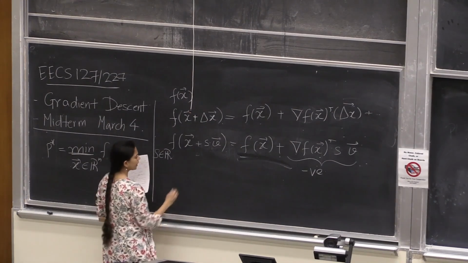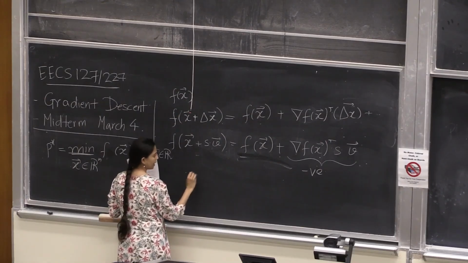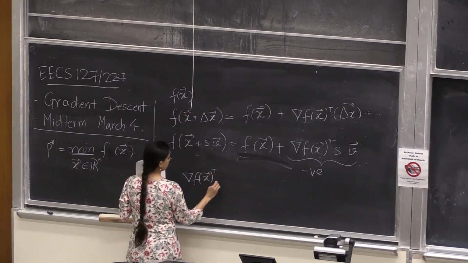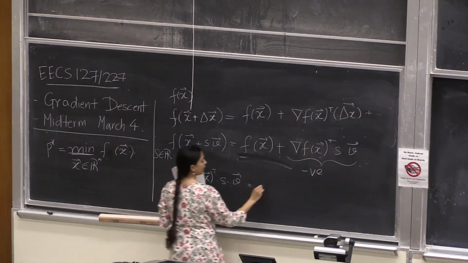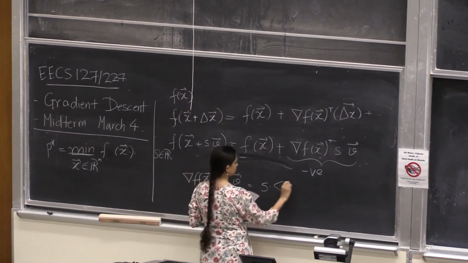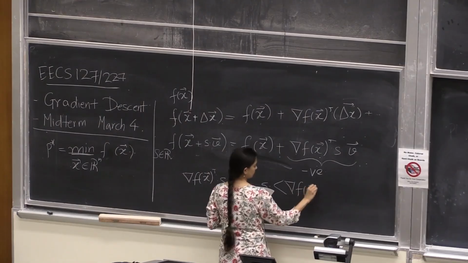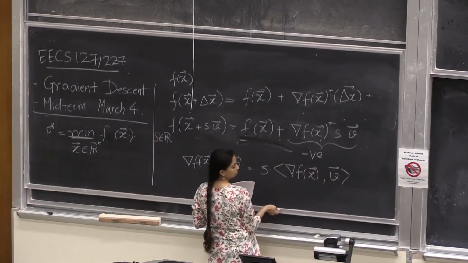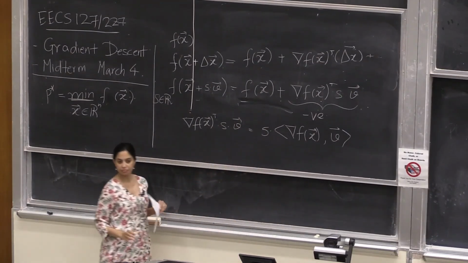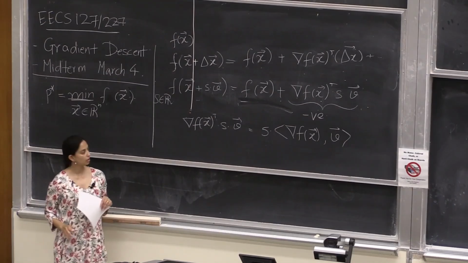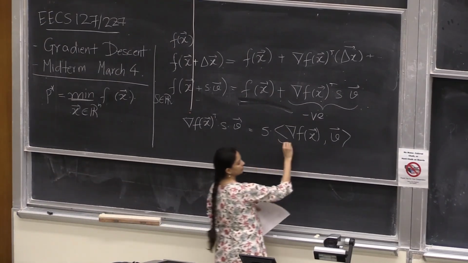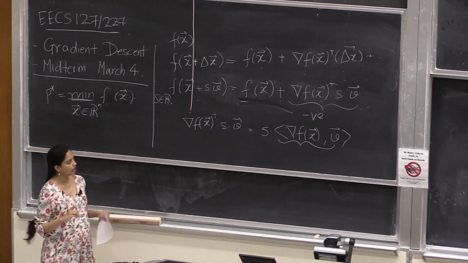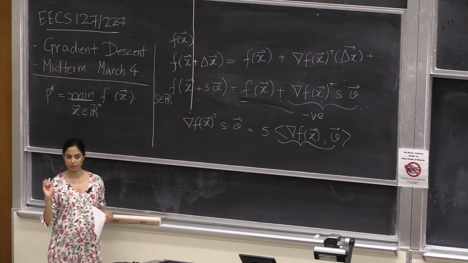So now, can I write this term, gradient of f of x transpose times s times v? I can write this as s times gradient of f of x inner product with v, right? I'm just rewriting this. Nothing fancy there. But now let's look at this quantity. This is an inner product between two vectors, OK?